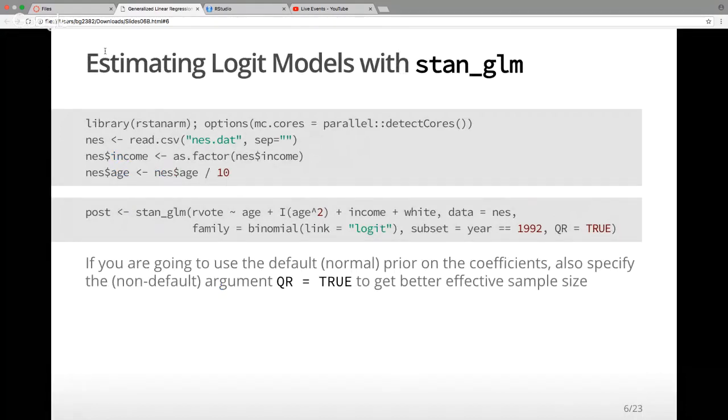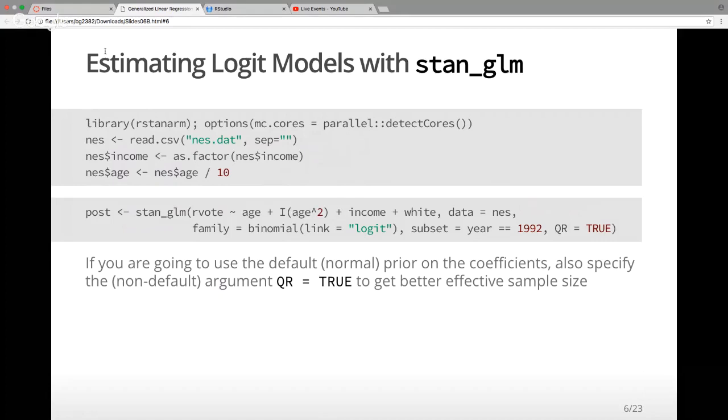Okay, so how will we estimate one of these using the stan_glm function in the rstanarm package, which unsurprisingly has mostly the same syntax as the glm function that comes with R. There's an example from the reading using national election study data to predict whether someone will vote Republican in a presidential election. The income variable is categorical, like 1, 2, 3, 4, 5, so I'm going to coerce that to a factor. In the book, it just treats that as continuous.